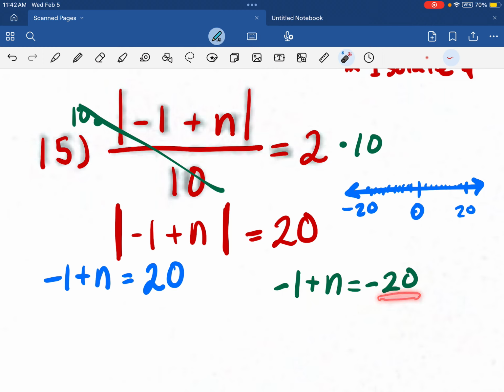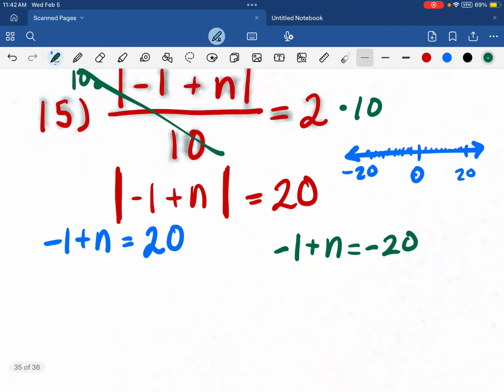Because there's two things that it could be equal to, we have to solve for both to make sure that we are covering all of our bases. We have to solve for the positive scenario, and we also have to solve for the negative scenario to make sure we're doing it right. Okay.